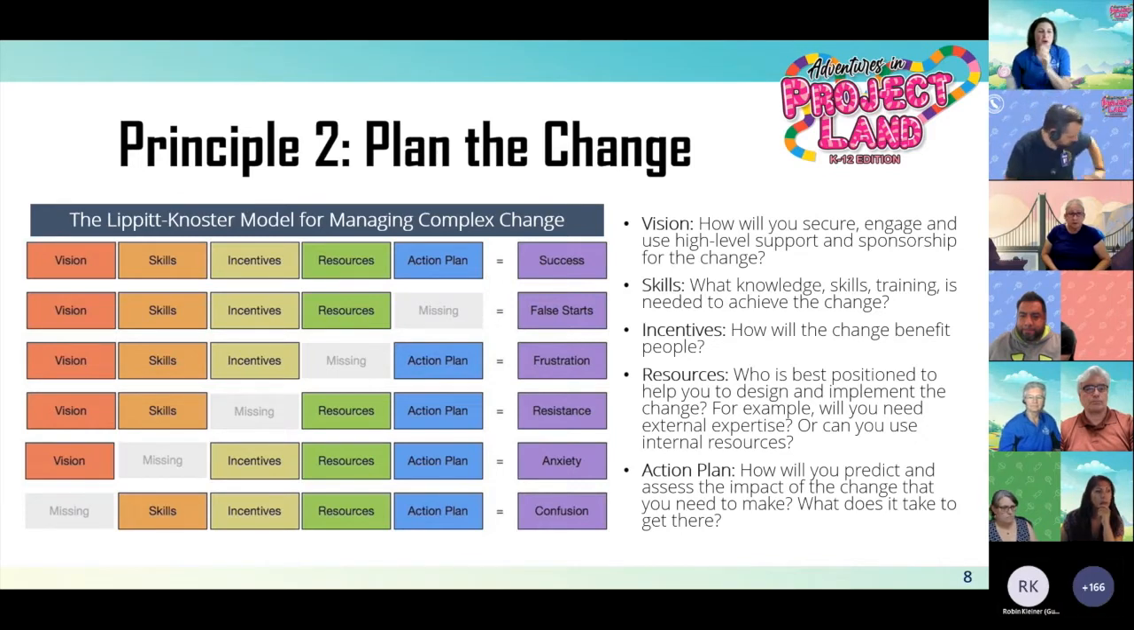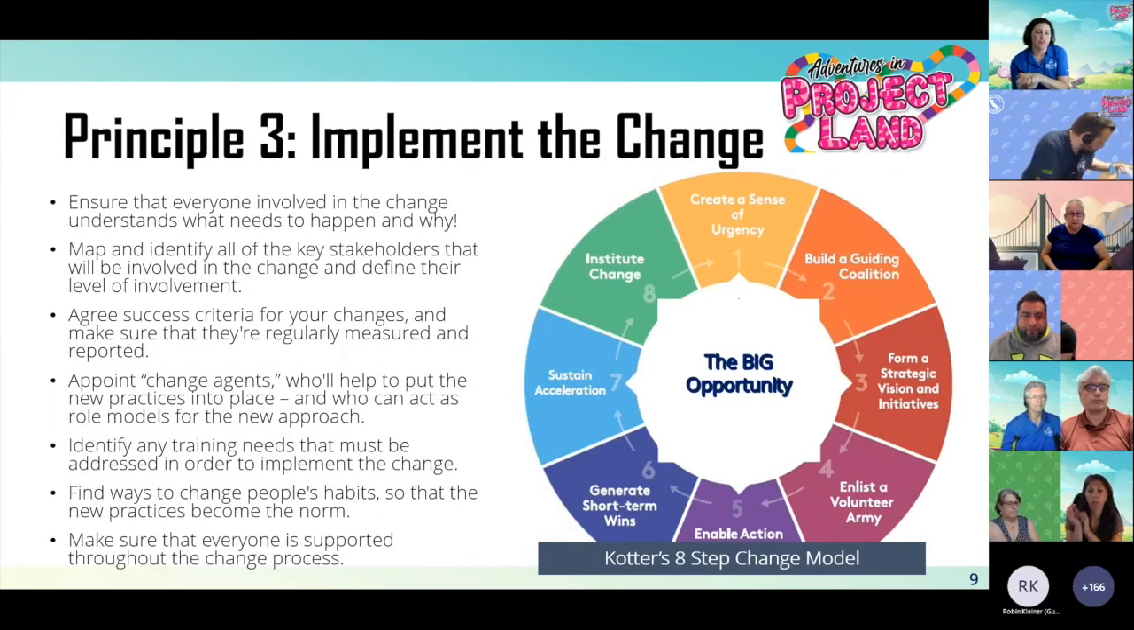So, okay. Principle 3 is really implementing the change. So you want to make sure that everybody involved in the change understands what needs to happen and why. So you really want to map and identify all of the different stakeholders that are going to be involved in the change and define their level of involvement. You also want to make sure that you're agreeing on the success criteria for the change and make sure that they're regularly measured and reported.